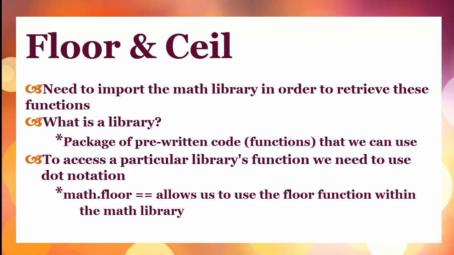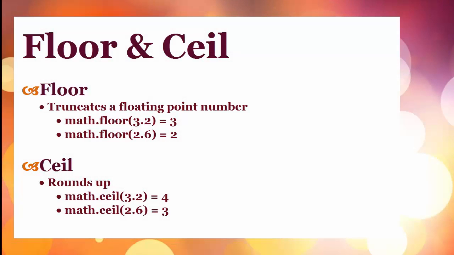In order to access a particular library's function, we need to use what's called dot notation. If you see in the bit of code below, I have written math.floor, and this will allow us to use the floor function within the math library. So here's an example of what floor and ceil do. Floor truncates while ceil rounds up. When we look at math.floor 3.2, we basically truncate the 0.2 and it's 3. Math.floor 2.6 is 2. As I mentioned, ceil on the other hand rounds up always. So math.ceil 3.2 is actually equal to 4, and this counters what a normal rounding function would do.